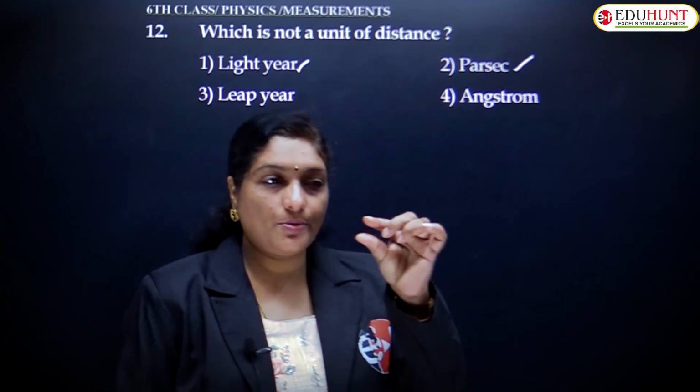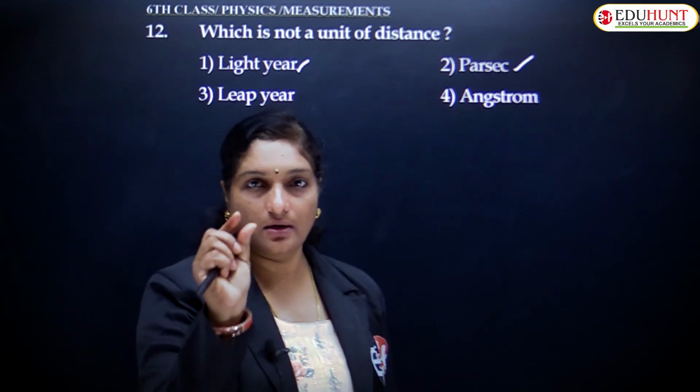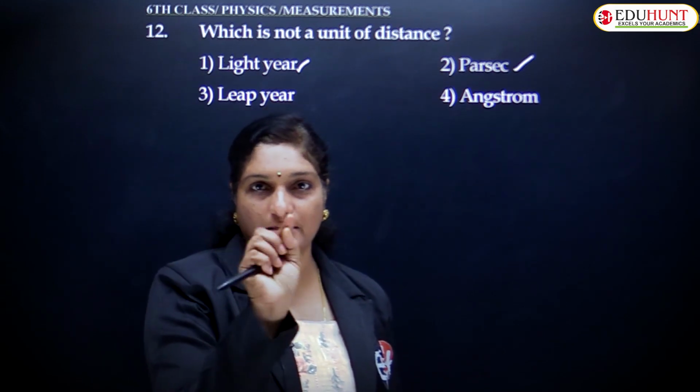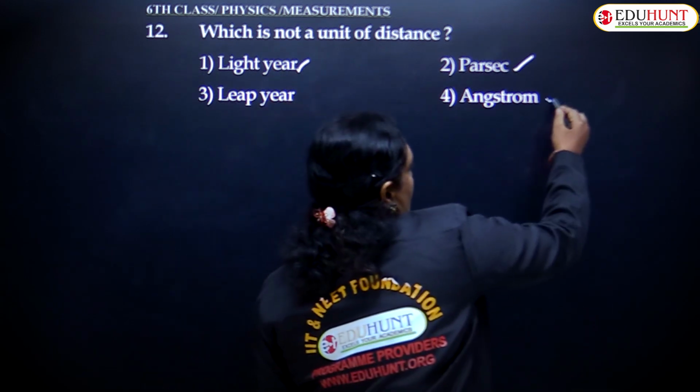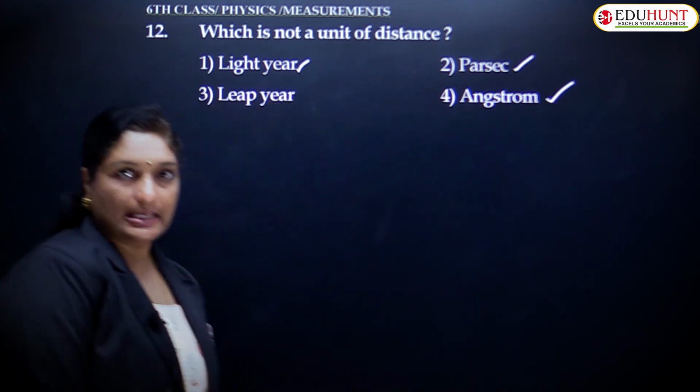Angstrom units. Angstrom units is used to measure the size of the atom. Atomic size. Size means the diameter, whatever it is, the length, whatever you are measuring. So, angstrom unit is also size, means length.